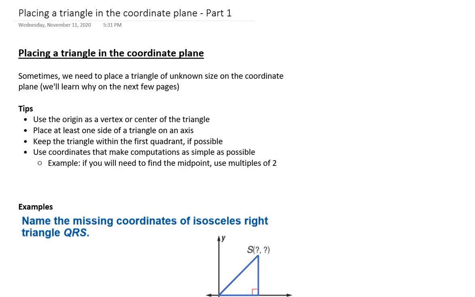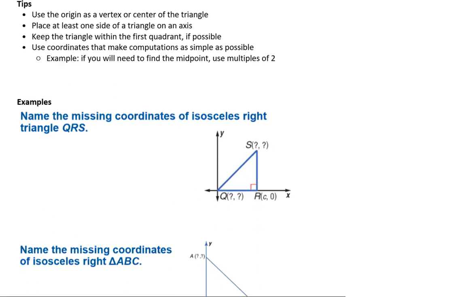And then finally, you want to try to pick coordinates that are as simple to use as possible. This will make more sense when we get some examples, but a good example of this would be if you need to find a midpoint, use multiples of 2, because when we find a midpoint, we're going to have to divide by 2 at some point. So if we make something a multiple of 2, it's so much easier to do that division. So some examples here.